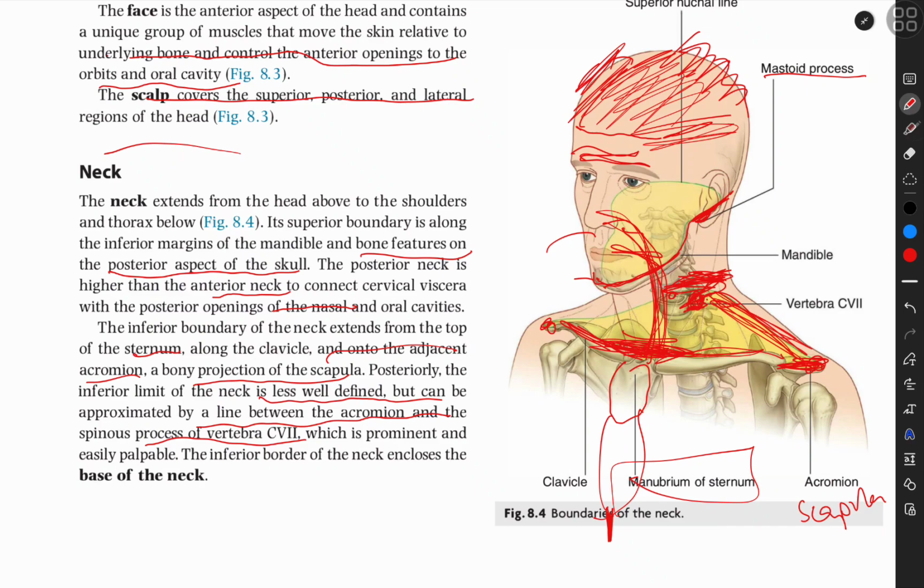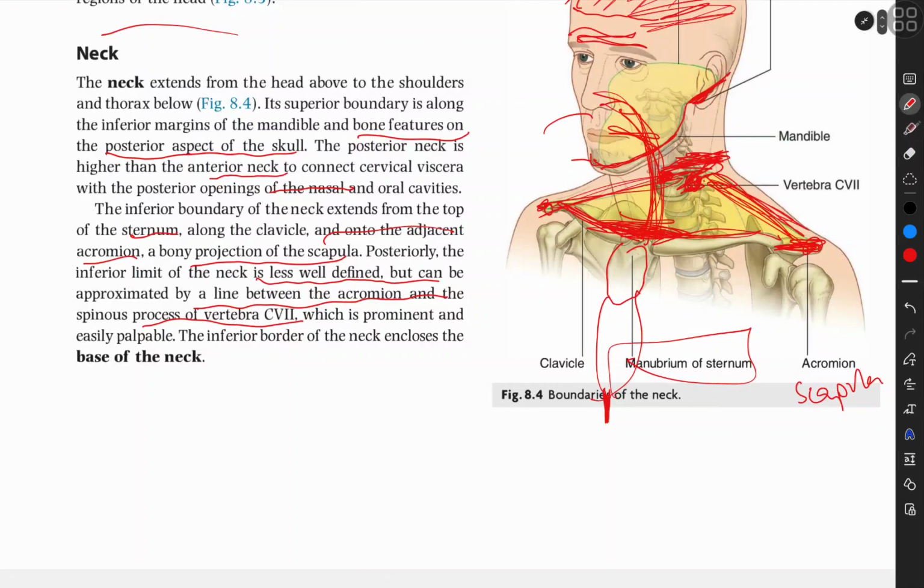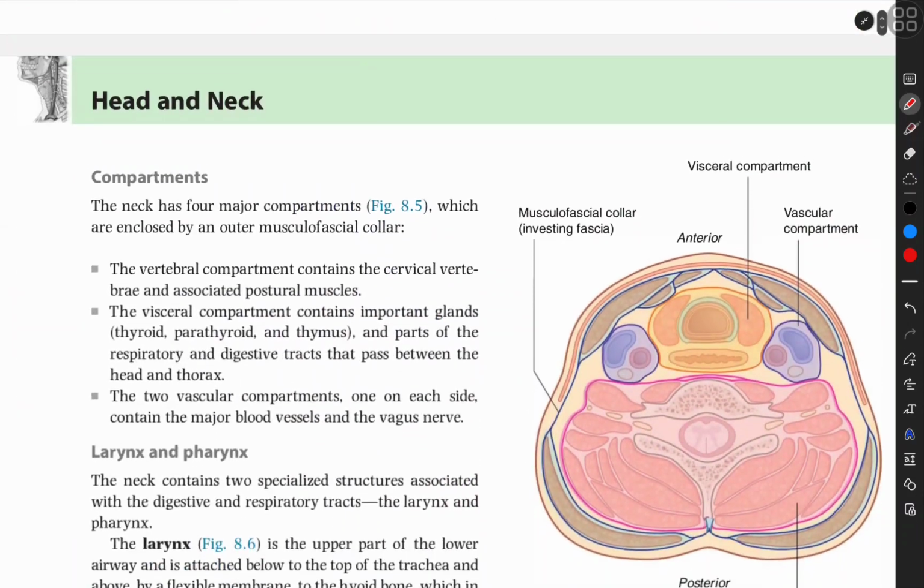Same acromion, vertebral process of the vertebra C7, and this is our posterior boundary, which is prominent and easily palpable. C7 is the vertebra prominens, which is prominent and easily palpable. The inferior border of the neck encloses the base of the neck.